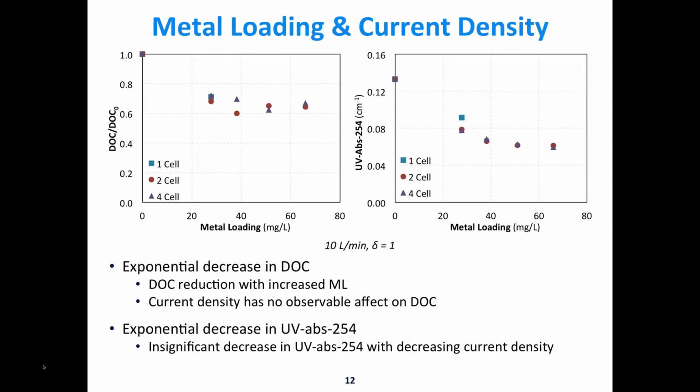So jumping into some results, looking at metal loading, effective metal loading, and current density. As you can see, as metal loading increases, both our DOC and UV absorbance decrease, as we expected. So basically as the coagulant dose is increased, our NOM removal is seen to increase. What we didn't see, when considering the error associated with each point, is any significant differences with respect to current density. So as we added more cells, there is no significant difference for each metal loading.